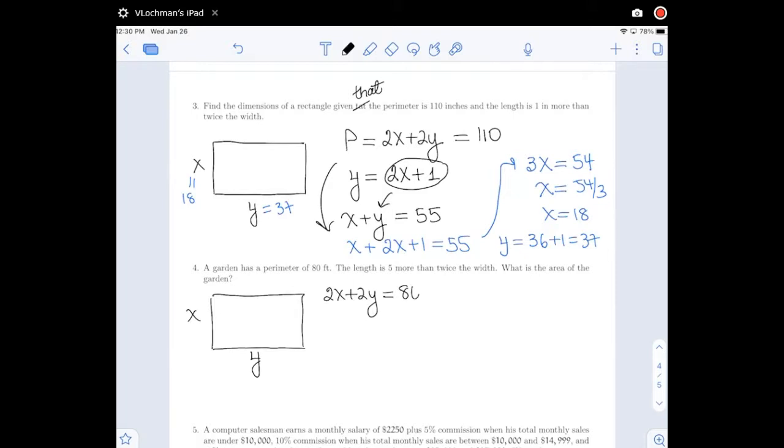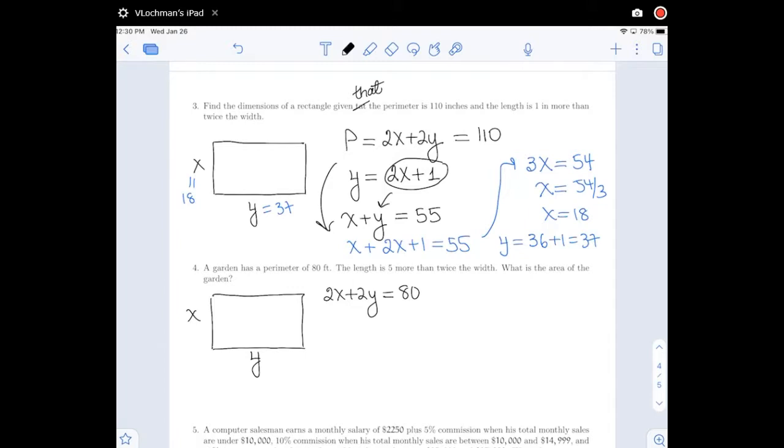Okay, what's the relation that they give us? The length is 5 more than twice the width. Can somebody give me that relation in a mathematical form? You guys have a good idea what that means?